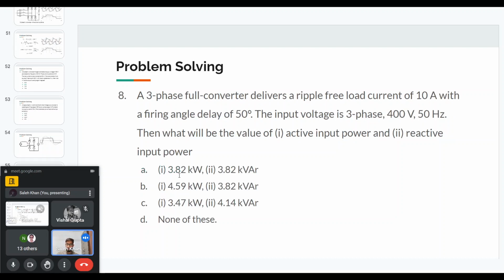So the next question says that we have a three-phase full converter. Three-phase full converter means you have a three-phase supply and six SCRs, so six thyristors. It delivers a ripple-free load current. So again, it will have some kind of an inductive load which will give a continuous 10 ampere current with a firing angle delay of 50 degrees. So the alpha angle is also given. The input voltage is 400 volts, 50 hertz. What will be the value of active input power and reactive input power?